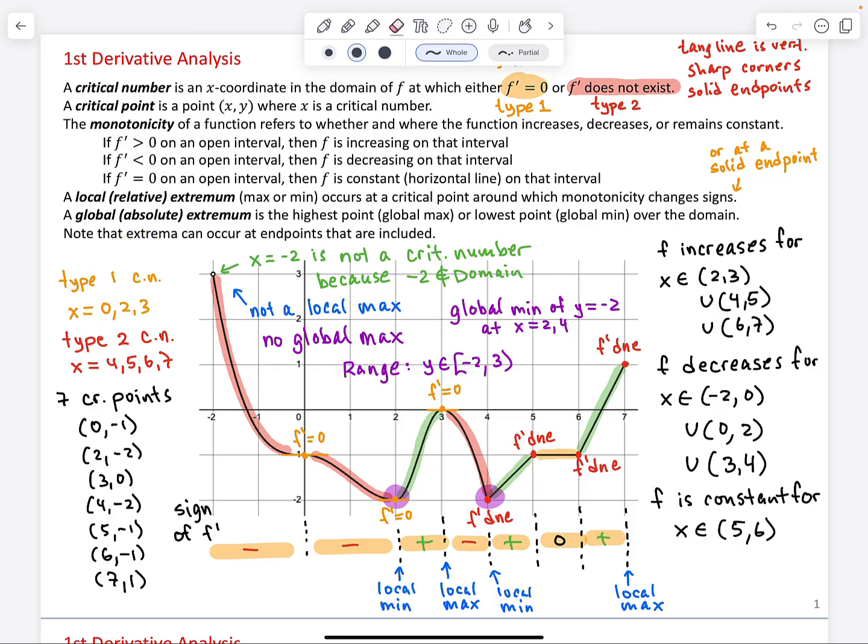Okay, the next several slides in this lecture will be given a function. We will find the derivative to help us analyze the monotonicity and to help identify any extrema. All right, let's go to the next page.